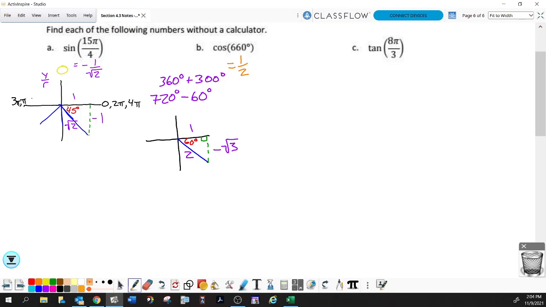9 pi over 3 is 3 pi. That means my angle of 8 pi over 3 is a pi over 3 before 3 pi, which puts me in quadrant 2. Because this would have been pi and 3 pi. 0's over here. So we are a pi over 3 before, because 9 pi over 3 minus 1 gives me 8 pi over 3. We are a pi over 3 before 3 pi, landing us here.